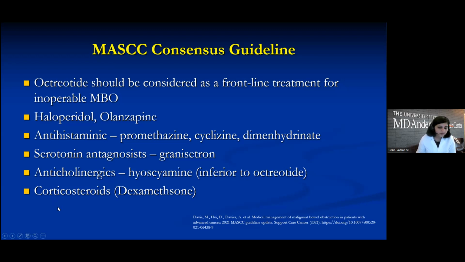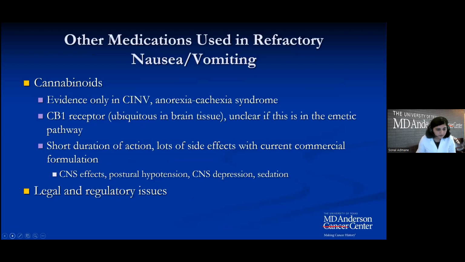Metoclopramide can be tried, but only in partial bowel obstruction. We do not recommend the use of metoclopramide in complete bowel obstruction. Other medications that can be used for refractory nausea and vomiting, where the evidence is limited, but there are some case reports and case series, are cannabinoids.